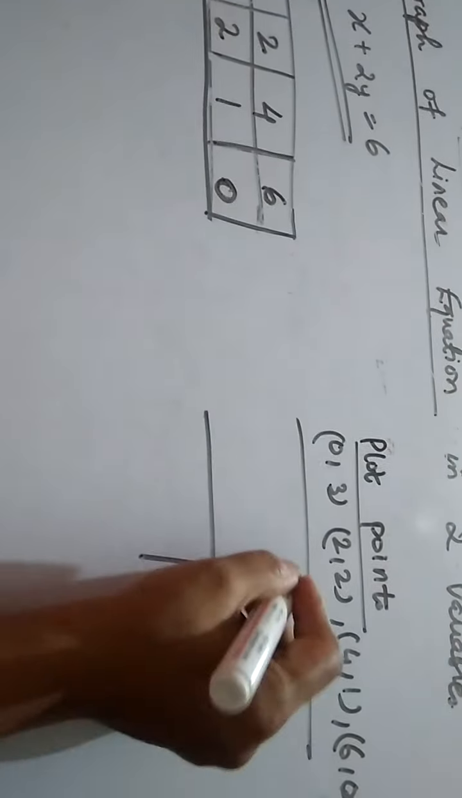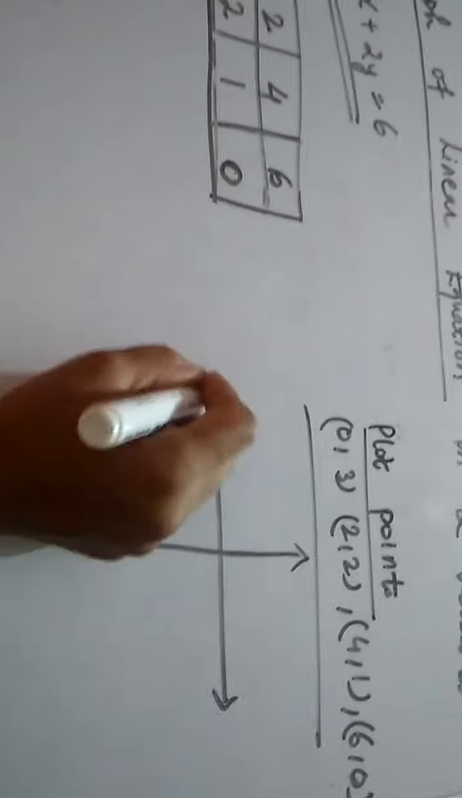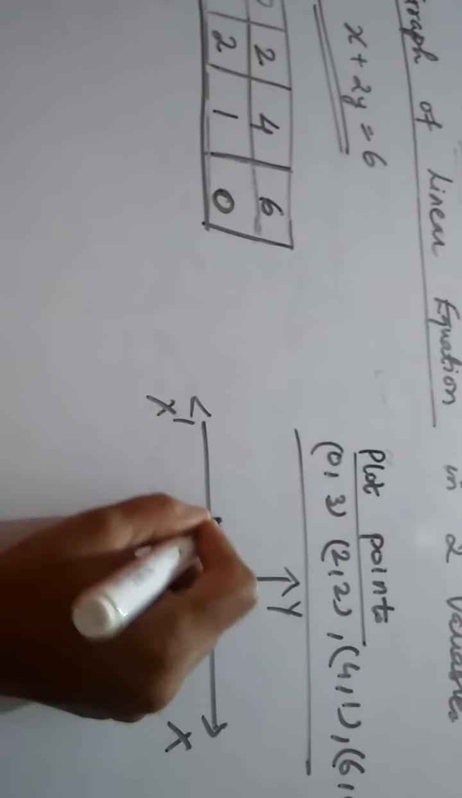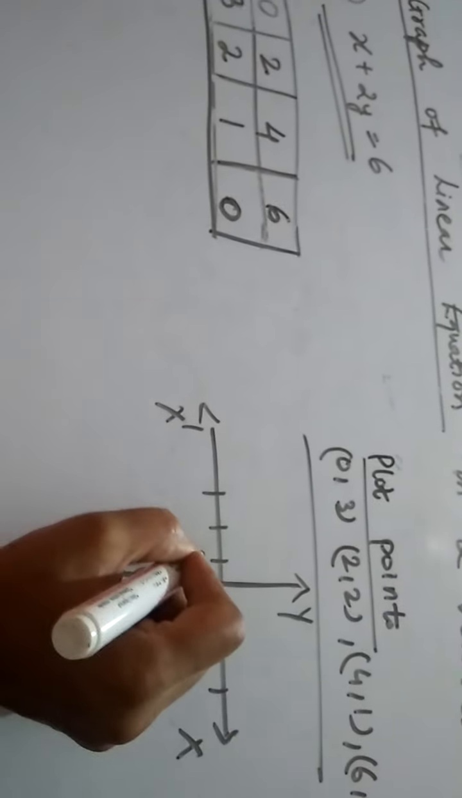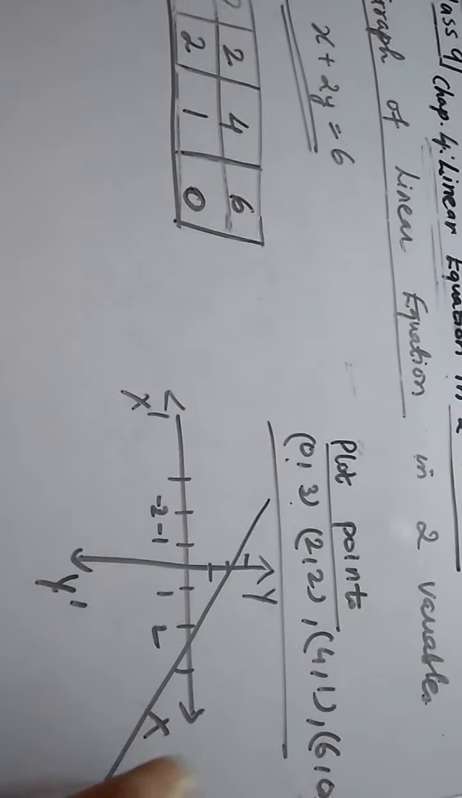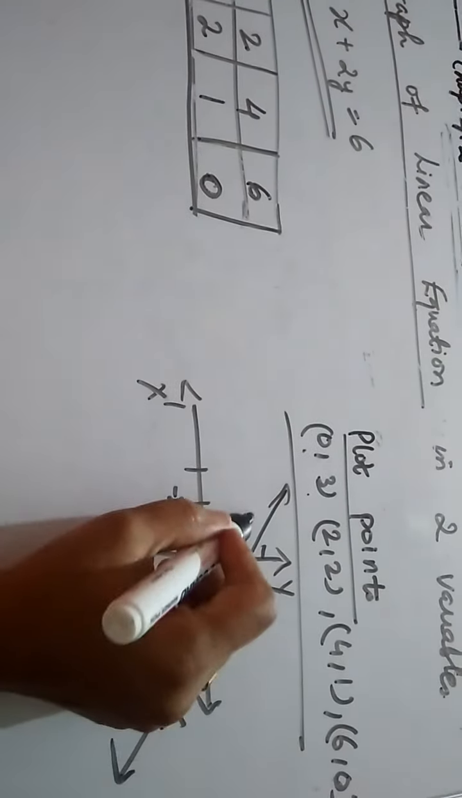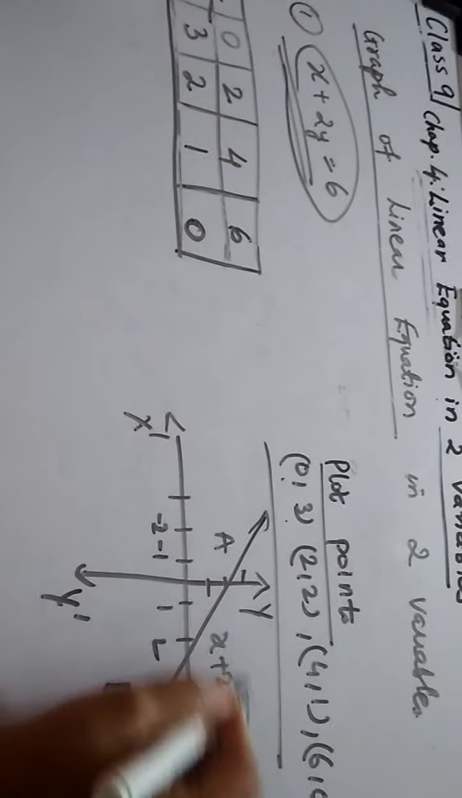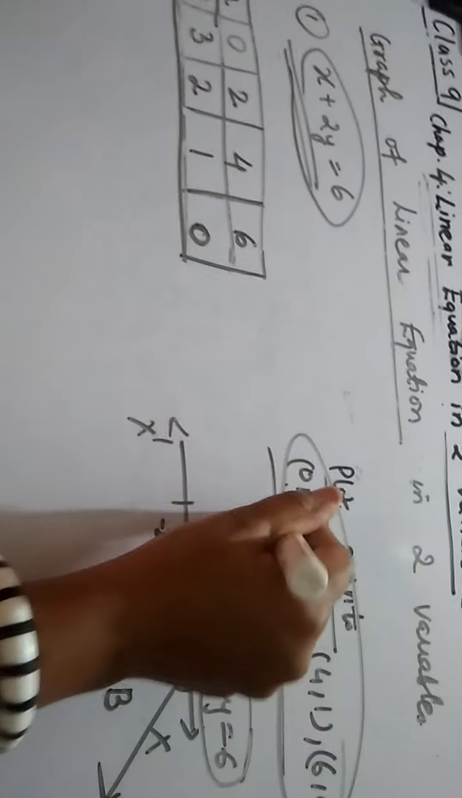And after plotting these points, you will just draw your x-axis, y-axis like this, x dash, y dash. Okay. Then you put your points 1, 2, 3 like this. All of you know how to plot the points. And then you will plot these points 0, 3, 2, 2 and whatever line is passing through these points, this is your line AB. And this line AB is nothing but x plus 2y is equal to 6. All these 4 points will lie on this line. Let's see how to plot.